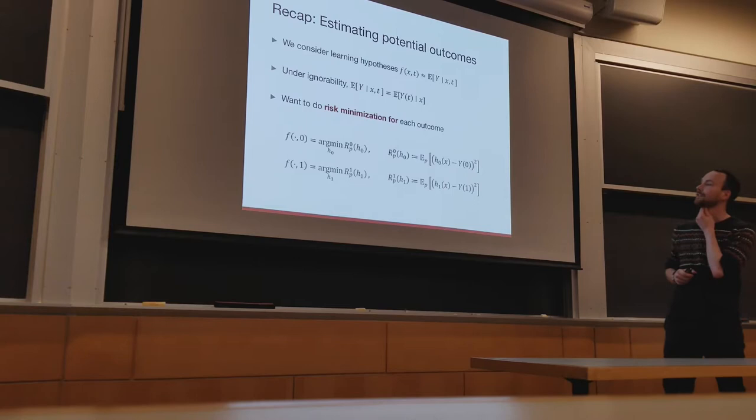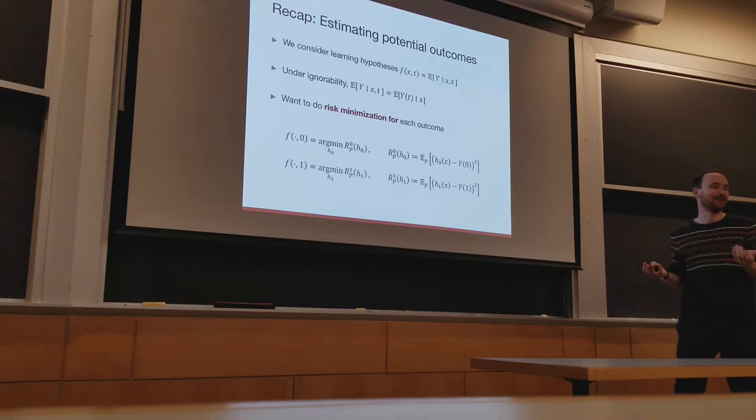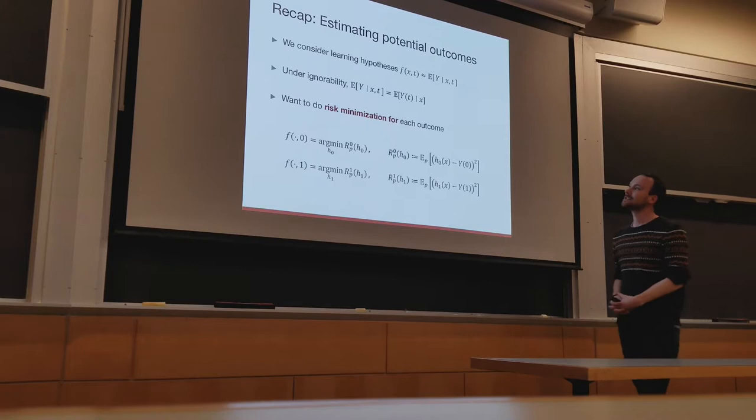Okay, so our goal was to learn these hypotheses f(x,t), which captured this conditional distribution of the outcome y. And we knew that under ignorability, this conditional equaled the conditional potential outcome. So we sort of assumed away the causal inference part of things and just focused on the estimation part. And so getting to here was most of the work that we did yesterday.